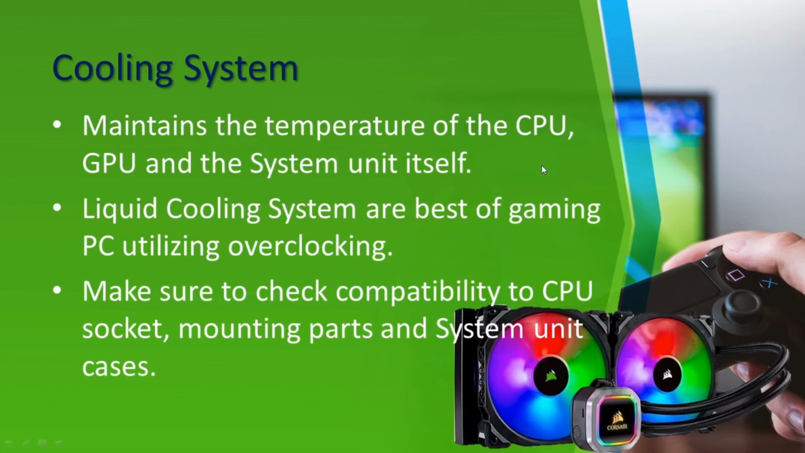Cooling systems. Maintain the temperature of the CPU and GPU and the system unit itself. Liquid cooling systems are best for gaming PCs utilizing overclocking. Make sure to check the compatibility of CPU socket mounting parts and system unit cases. This is an example of your cooling system. This is what we call AIO cooling. You'll be using this one to cool down your processor.